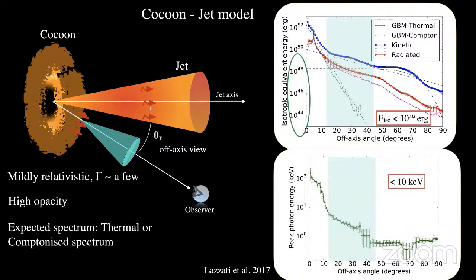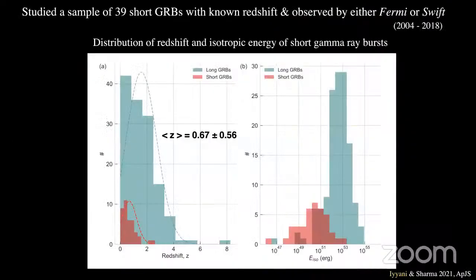So these are certain things to keep in mind before we look at the results we get when we analyze the prompt emission spectra. We analyzed 39 short GRBs with known redshift that were observed either by Fermi or by Swift. And this is the distribution plots of both redshift and isotropic energies that we have shown here.